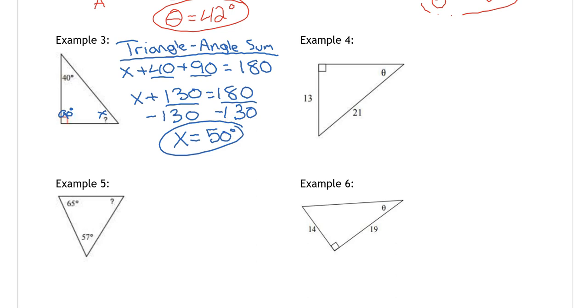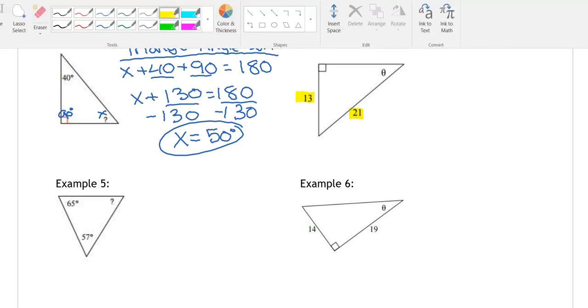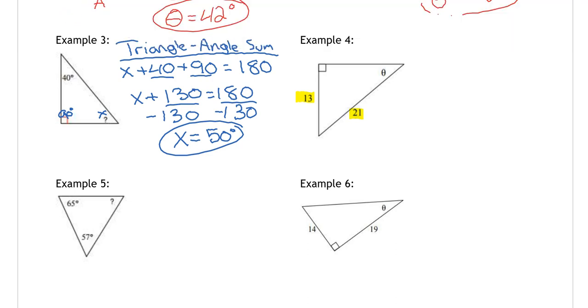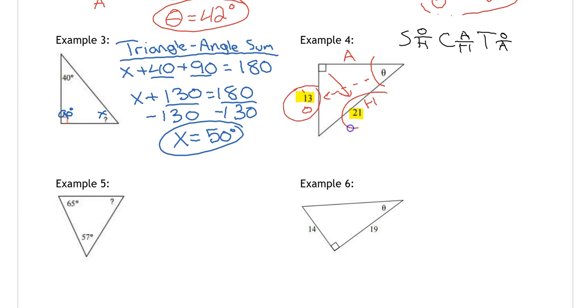Easy enough. All right, looking at example 4. I have, for example 4, 2 sides. So since I'm given 2 sides and I'm finding the angle, I am going to be using SOHCAHTOA. So looking at my angle, I have my hypotenuse, the opposite side, and the adjacent side. So I need to use the opposite side and the hypotenuse side. The adjacent side does not matter.